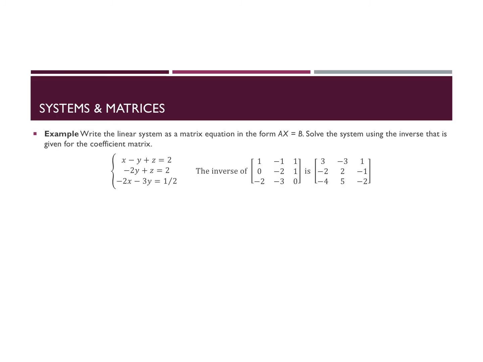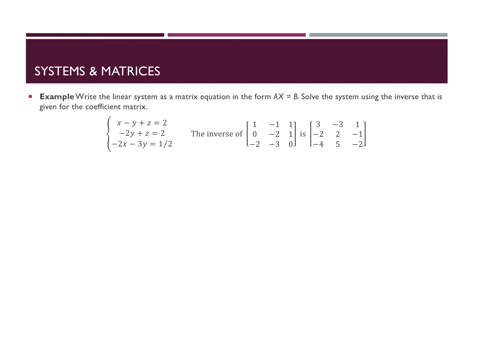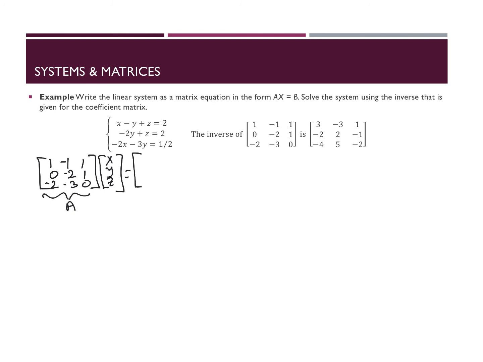Okay, in our last type of problem, we're going to write the linear system as a matrix equation in the form matrix A times matrix X equals matrix B, and we're going to solve the system using the inverse that is given for the coefficient matrix. So we're going to follow the exact same steps. However, this one is a little bit nicer. So we're going to set up our matrix equation just like we did on the previous examples. And remember, our variables drop vertically and our system equals.